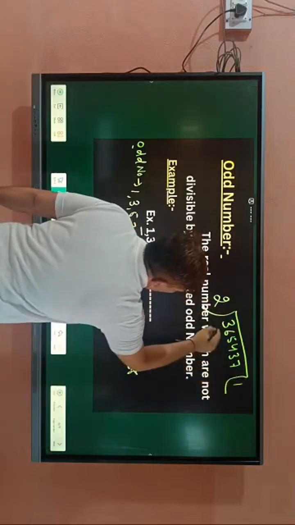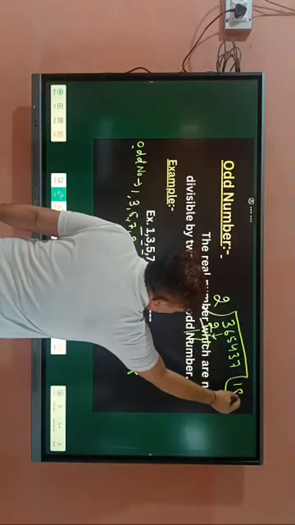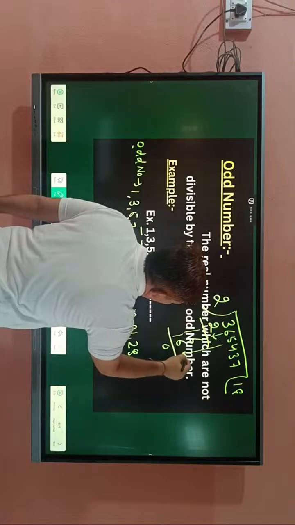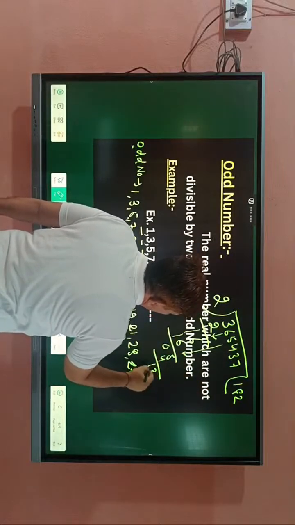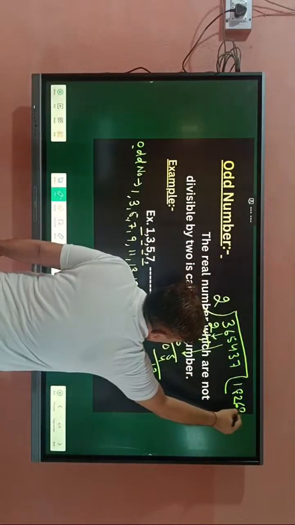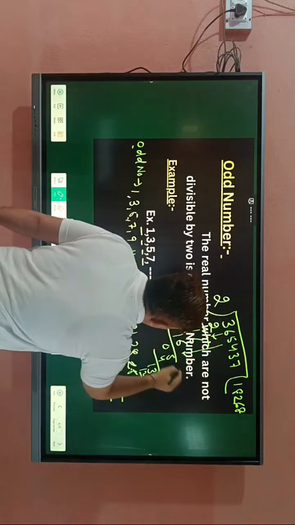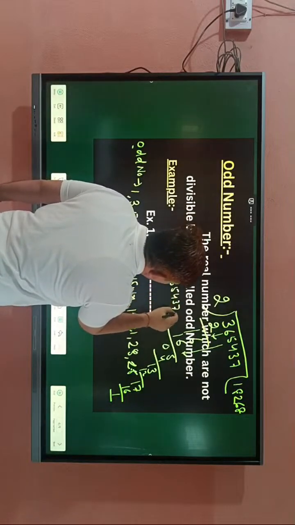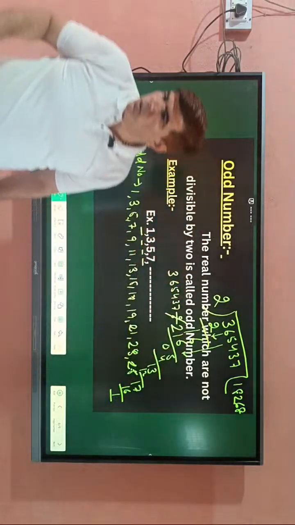2 1s are 2, how much left? 1. What's coming? 16. 2 8s are 16, 0. What's coming? 5. 2 2s are 4, how much? 1. 2 6s are 12, 1. 2 8s are 16. Remainder 1. So this number 365437 is not divisible by 2. So it's an odd number.